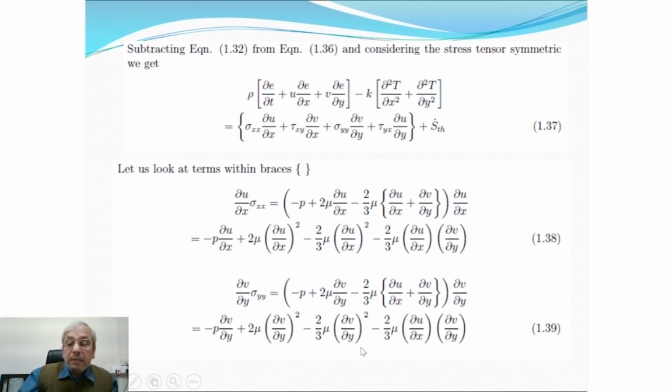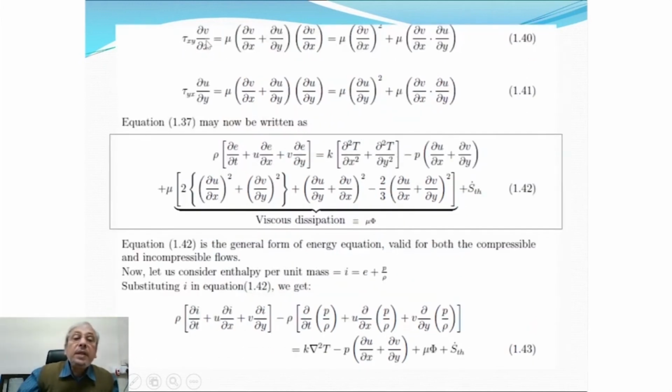So into del v del y. Again we multiply term by term with del v del y and get this equation. Remaining terms are these two terms, tau xy into del v del x and tau yx into del u del y. So tau xy into del v del x, tau is mu into del v del x plus del u del y, into del v del x. We get this term, and tau yx into del u del y is mu again del v del x plus del u del y into del u del y. We get mu del u del y square plus mu del v del x into del u del y.